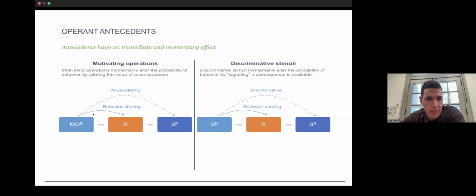So the motivation itself alters the value of the reinforcement as a consequence, but it also alters my behavior, causing me to engage in behaviors that would likely satiate the need of being hungry. And then a discriminative stimulus momentarily alters the probability of behavior by signaling that a consequence is available. I always like this example because I think of a vacancy sign or some kind of symbol that's notifying somebody that reinforcement is available.